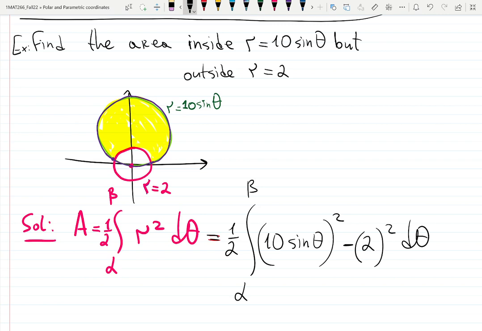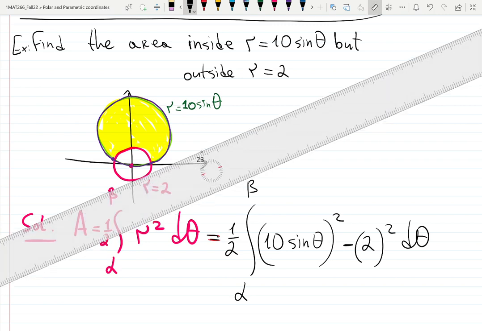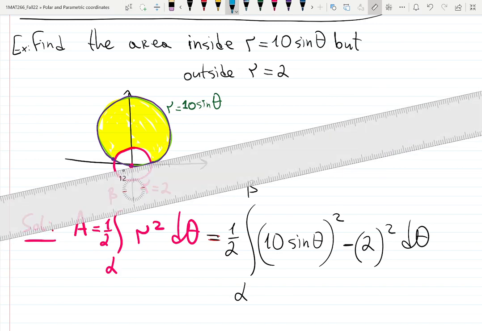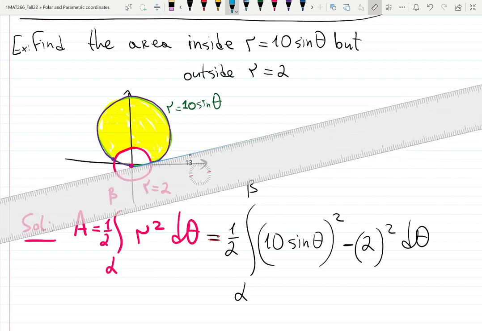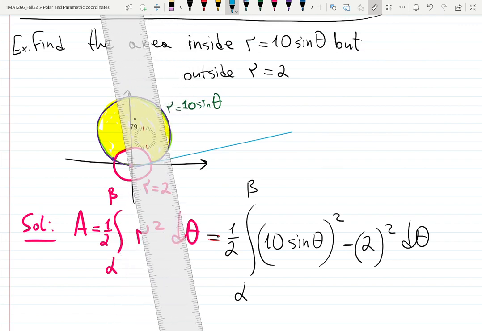But what's hard is actually to find those stupid angles. Alpha and beta are not very clear. Alpha and beta are something like this. Where does this awkward object start? And then this is how the area was created in polar. Instead of doing rectangles, vertical or horizontal slices of rectangles, we are spinning. We're spinning from alpha to beta.